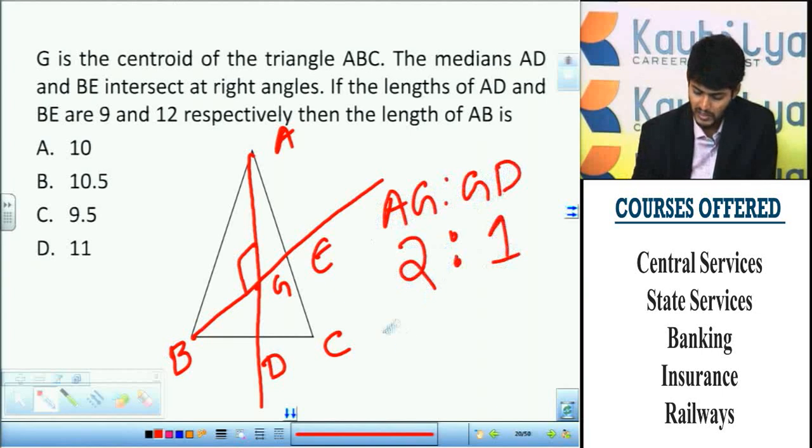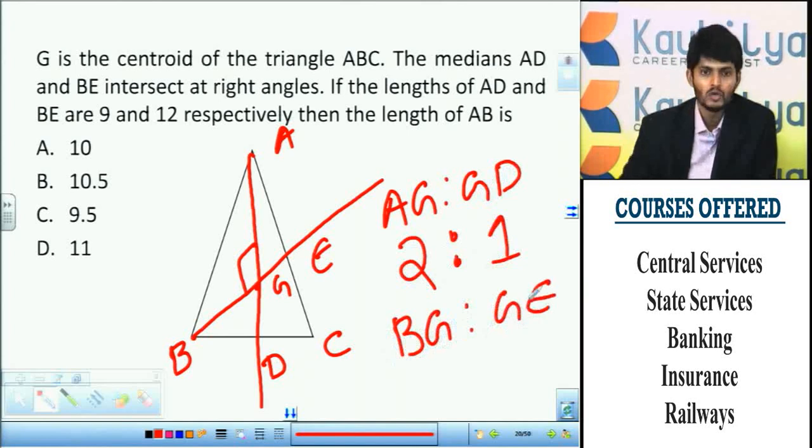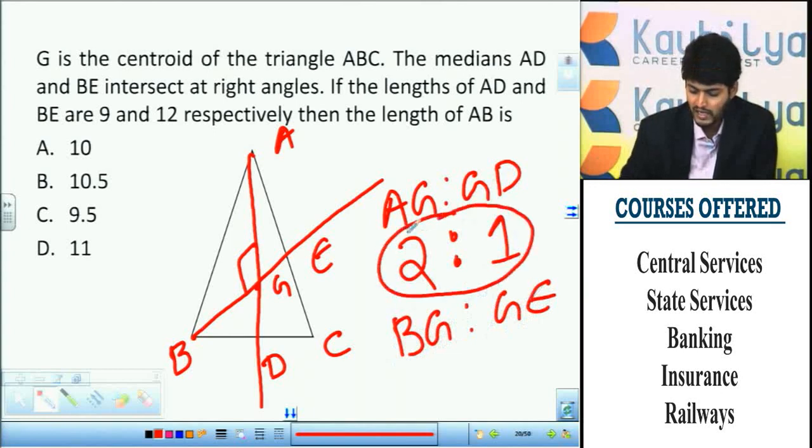Similarly, B is the vertex, so BG to GE would also be 2:1. Agreed? Because that is the nature of the geometrical center, which is your centroid. Now AD total value is given as 9. So 9 means total AG plus GD is 9, which is 3 parts. If 3 parts is 9, one part would be equal to 3. So this value will be 6 and this value would be 3.